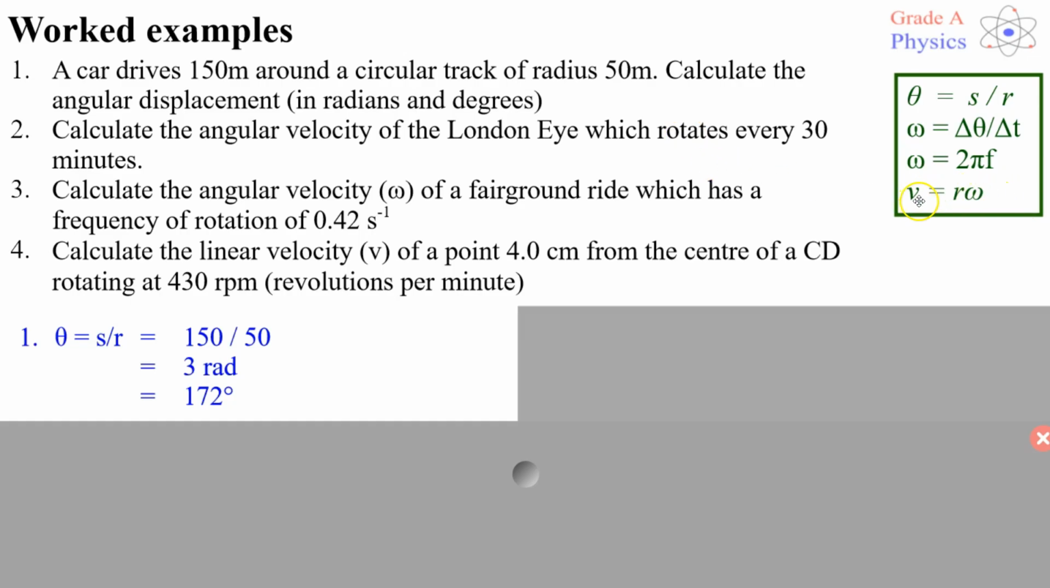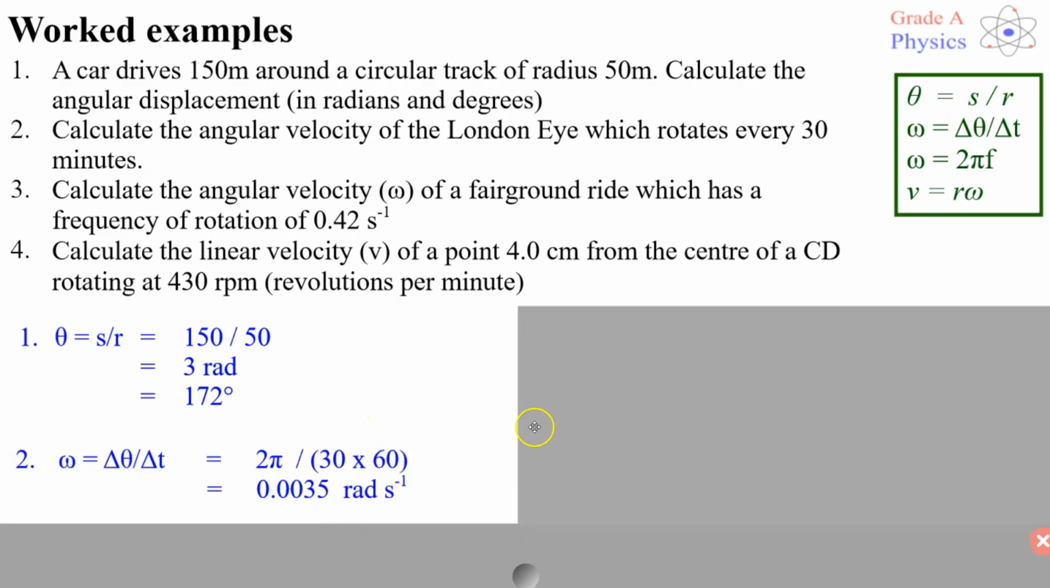Question 2 says find the angular velocity if we have 30 minutes for every full cycle. So here we're going to use v is equal to, no, we're not. We're going to use this second one, omega is equal to delta theta over t. So all we need to know is the time period. We could work out the frequency and use 2 pi f, but we're going to use this one here. So in one complete cycle, we have 2 pi radians. So the angular displacement is 2 pi, and the time period is 30 minutes. We could write it as radians per minute, but we would normally use SI units. So 30 times 60 will give us radians per second.